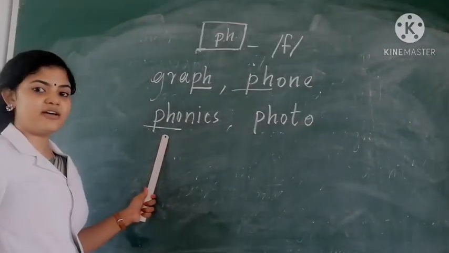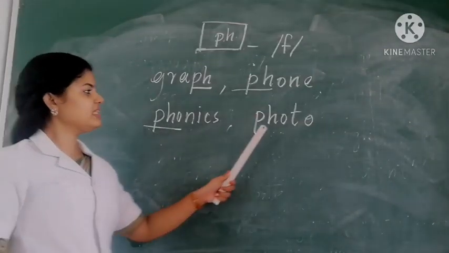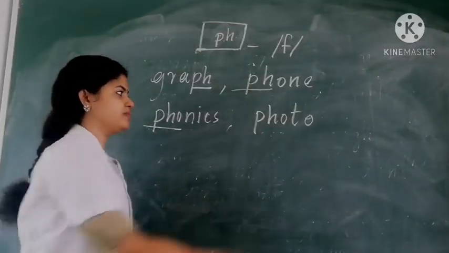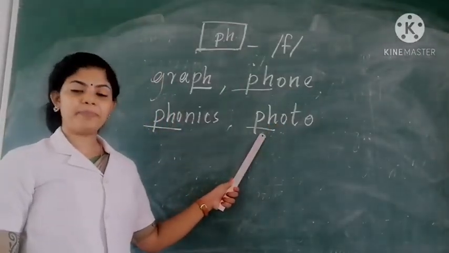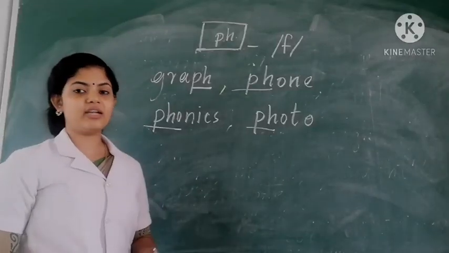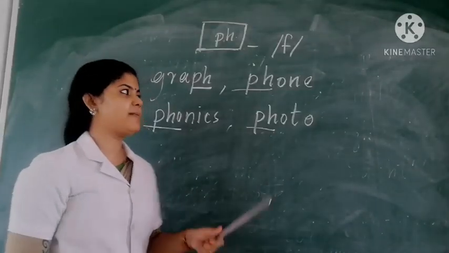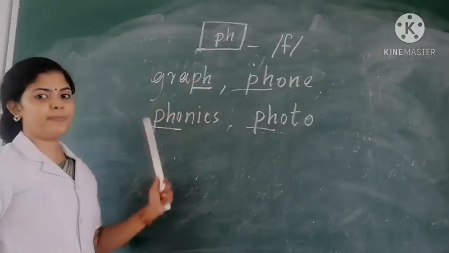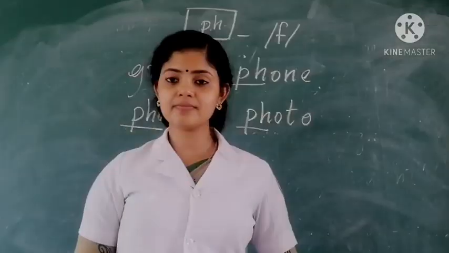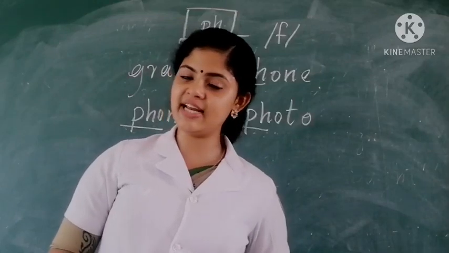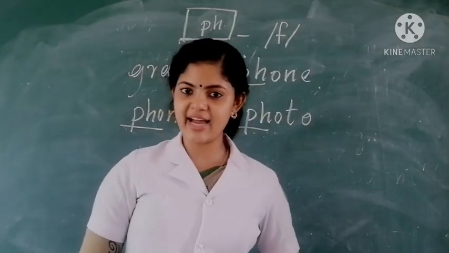We pronounce it as F. Next one is photo. Here also we use these letters. It is pronounced as F sound. It does not matter whether it comes at the end or beginning. We pronounce it as F. Okay children, in your textbook, page number 10, we can see an exercise.